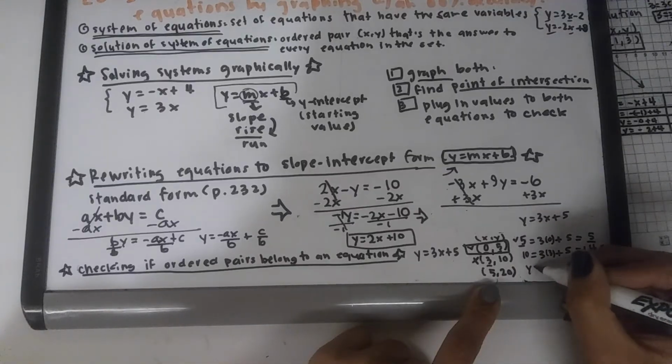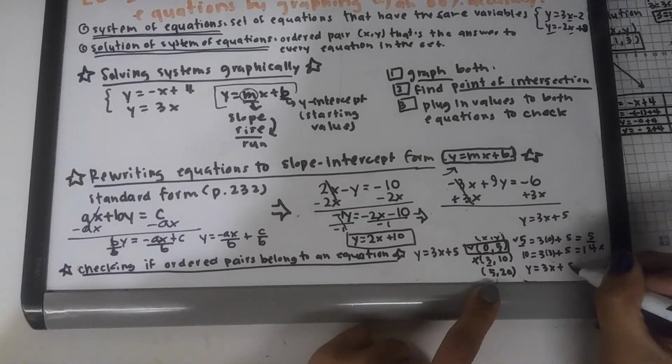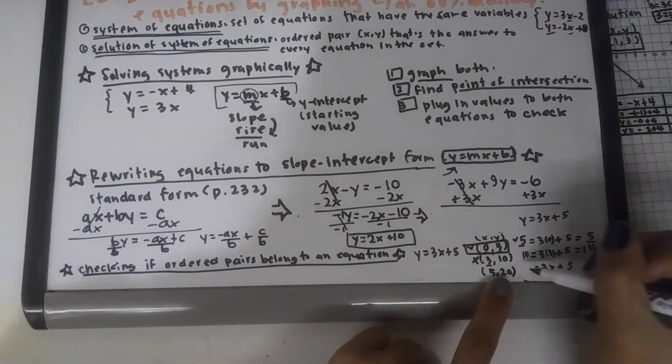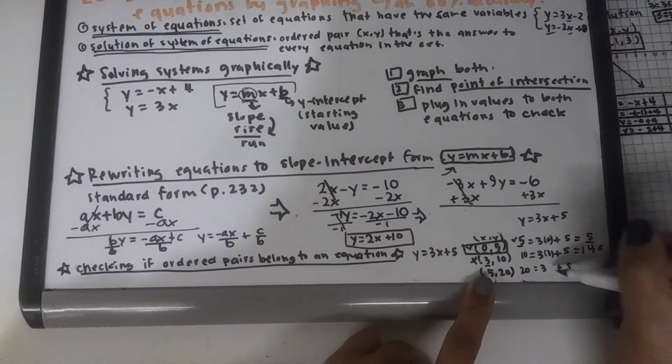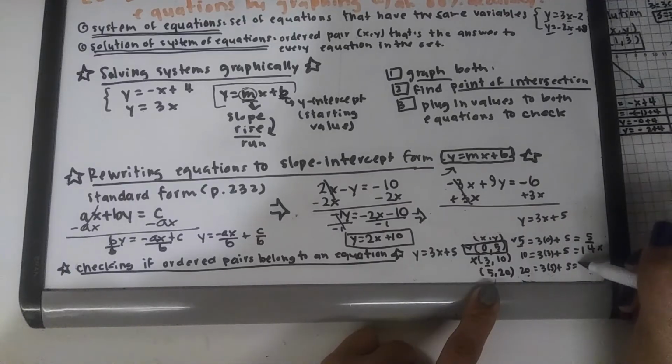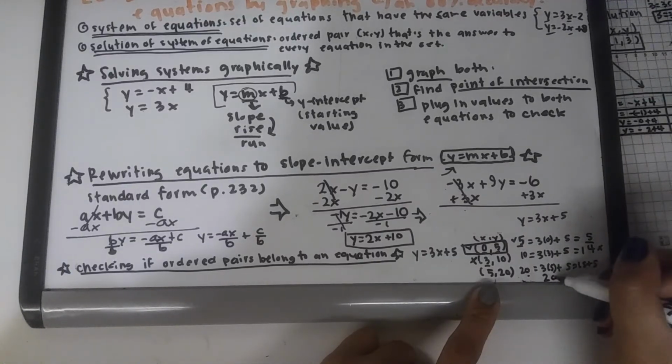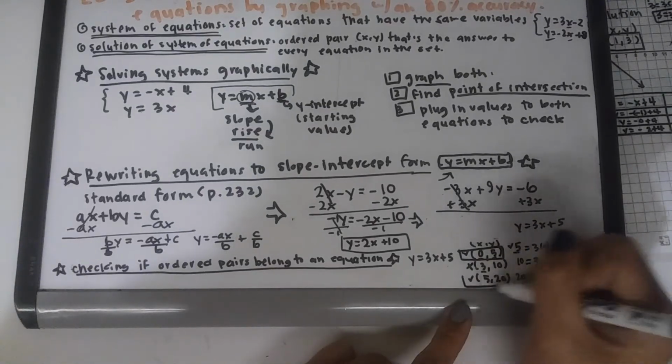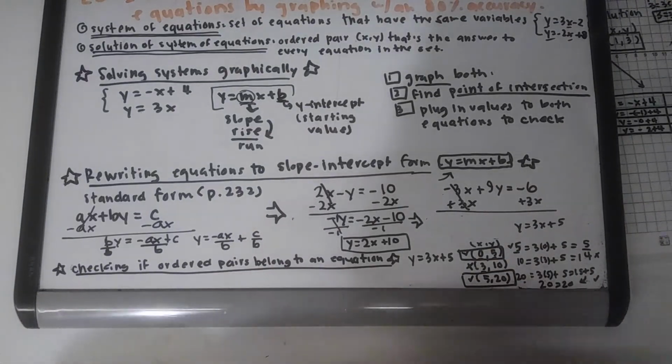Last one. So y equals 3x plus 5. What's my y value? 20. What's my x value? 5. So 3 times 5 is 15 plus 5. Is it true that 20 equals 20? Yep. So that one works. So that one belongs to that equation. Okay. So that is it for this one.